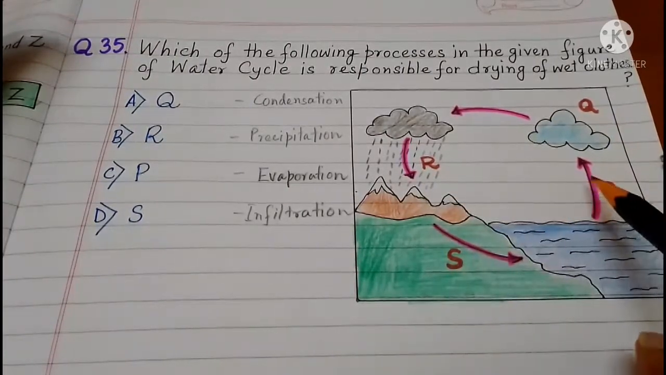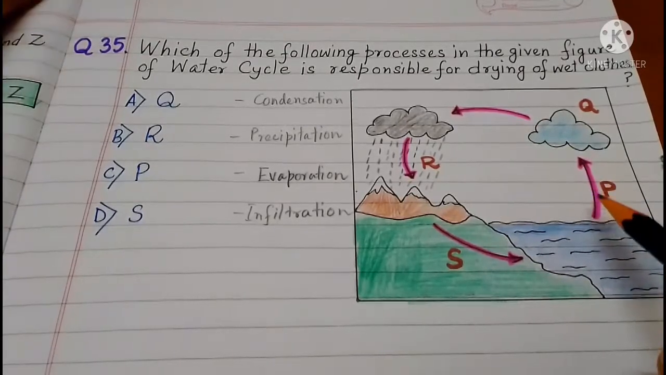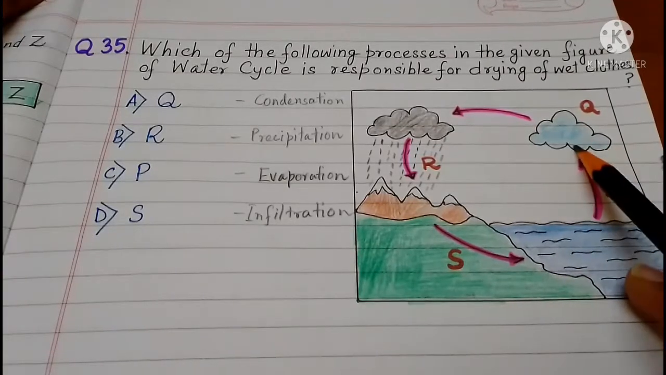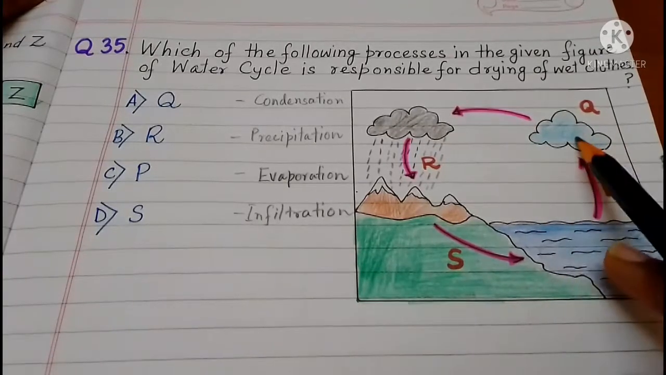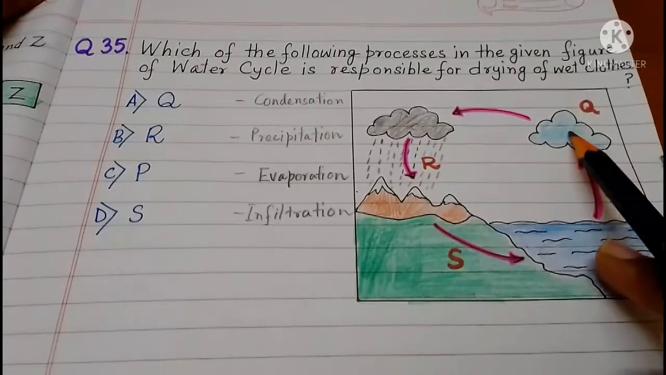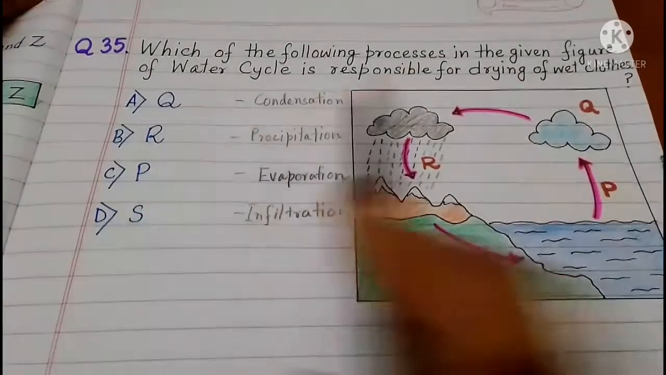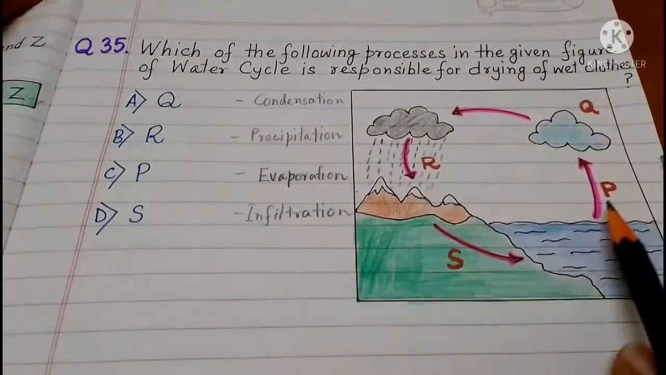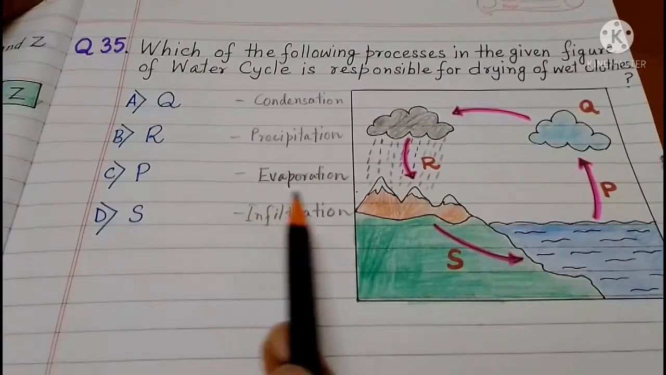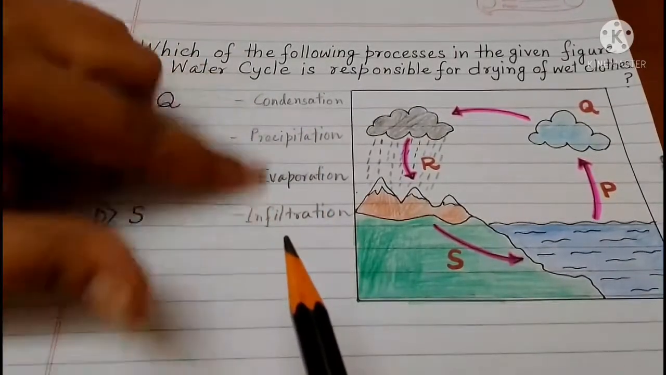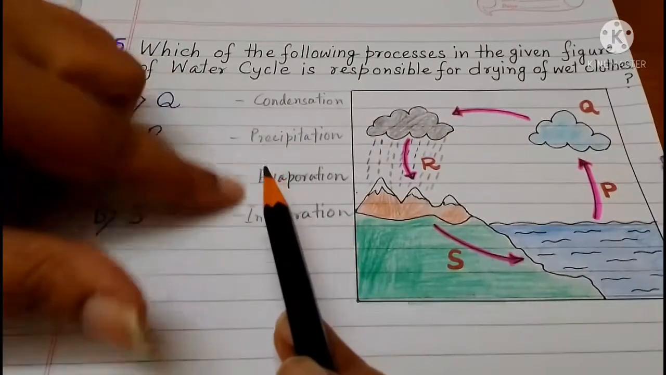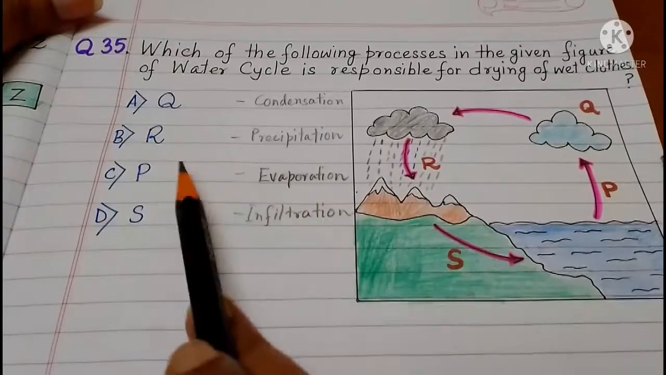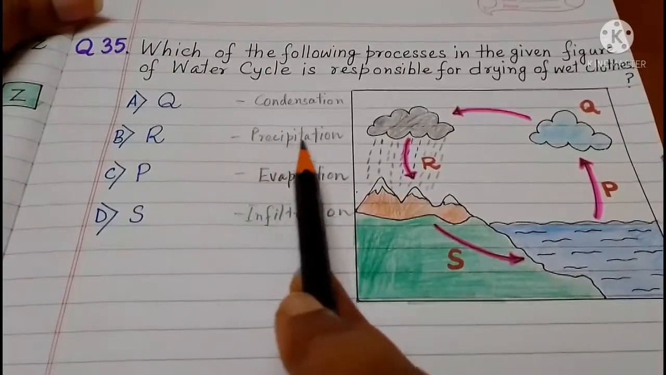So for P, you can name P as evaporation. Water from water bodies evaporates to become clouds. Okay, this cloud formation is called condensation. So this is Q. This is called condensation. P is evaporation. I have named them here while explaining these. So Q is condensation, P is evaporation, and R is precipitation.